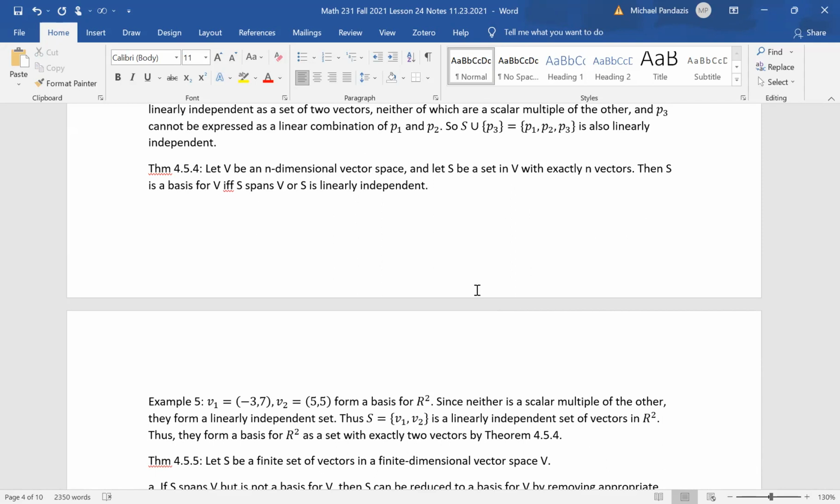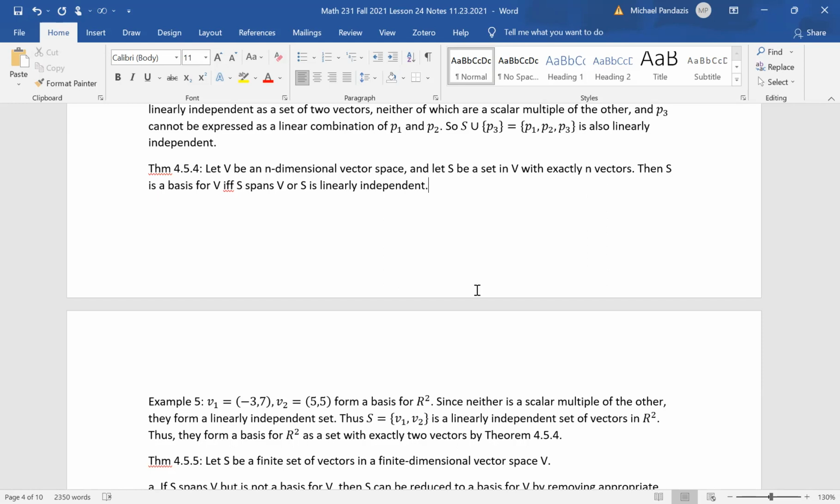Normally, to have a basis for a vector space, you need that it both spans your vector space and is linearly independent. But if you have an n-dimensional vector space, and S is a set with exactly n vectors in it, meaning the same number of vectors as the dimension of your vector space, then you only need that set to satisfy one of the two qualifications for a basis. You either need to show that it spans V or that it's linearly independent. Either one implies that you have a basis. If either one is false, that implies that it's not a basis.